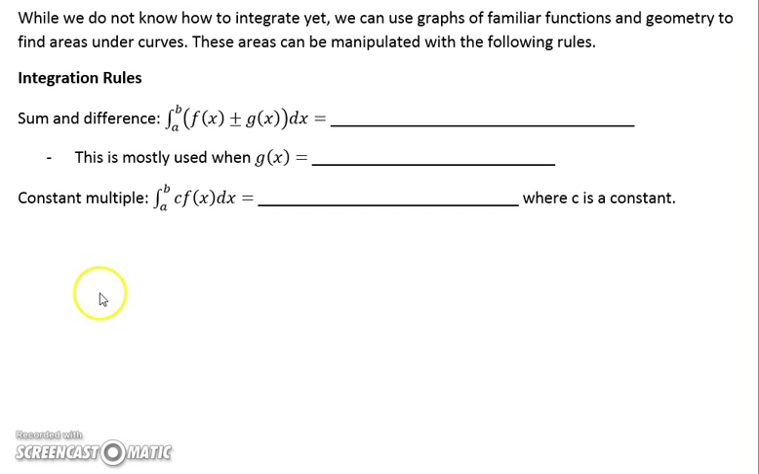So the other thing we want to talk about in this video is integration rules. So we don't know how to integrate yet.